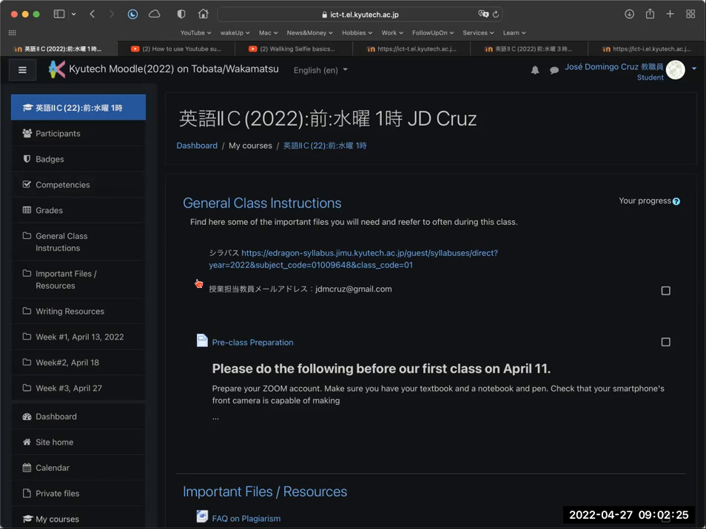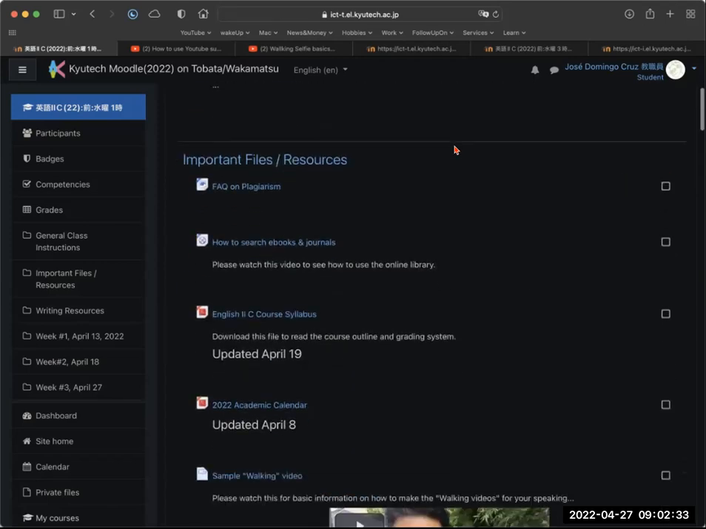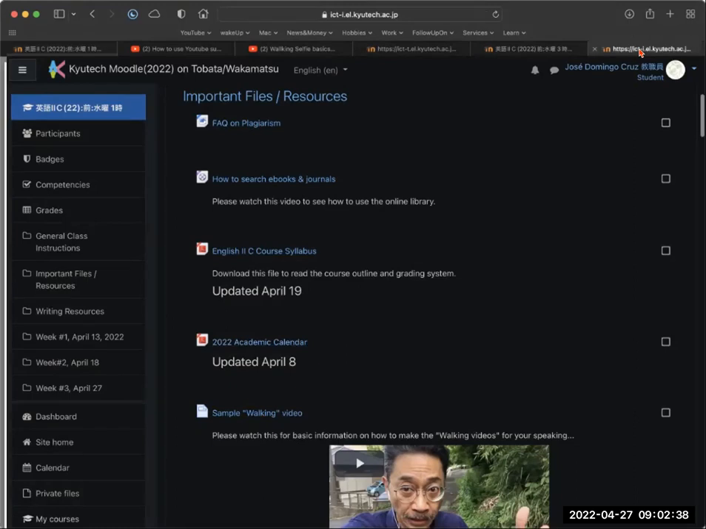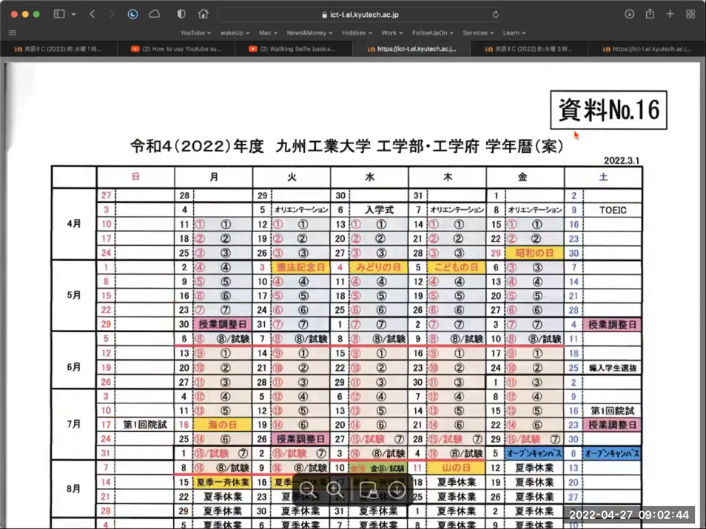Now, last week we did your week 2, but I wanted to begin by talking about some stuff from the top of the class. Specifically, your academic calendar, which I believe I have put up here. Oh, no, that's the Izuka campus calendar. There's your calendar. Your calendar for Tabata campus is here.